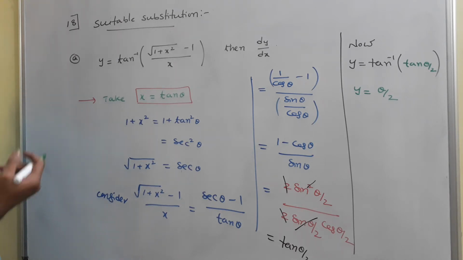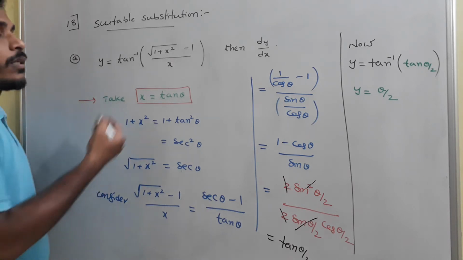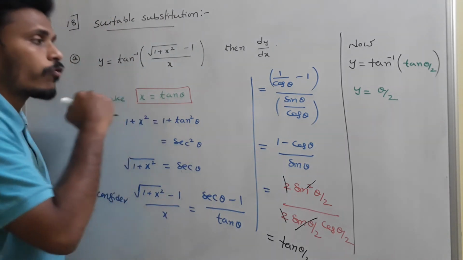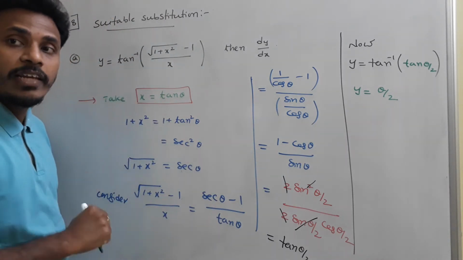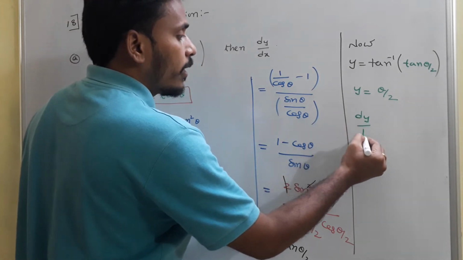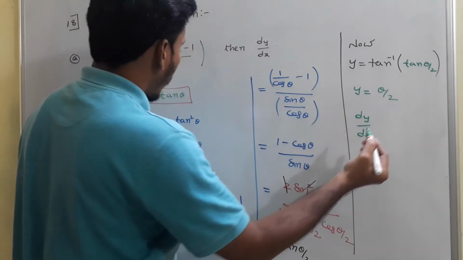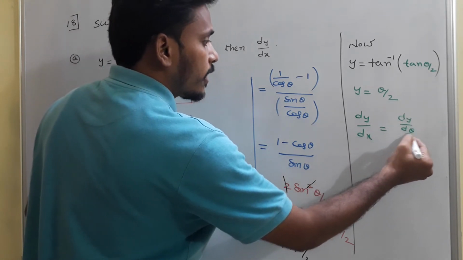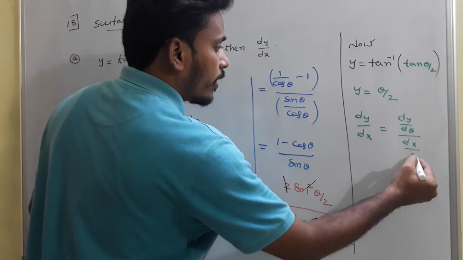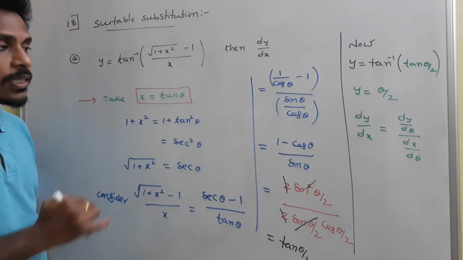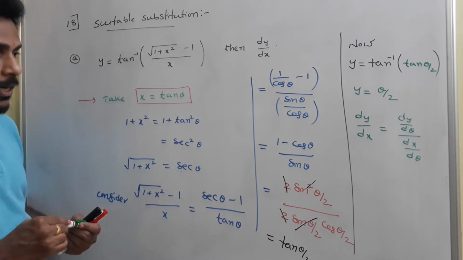So what is dy by dx? Let us think about that. y is in terms of theta, x is in terms of theta. We need to find dy by dx. So for that, dy by dx is equal to dy by d theta divided by dx by d theta. y with respect to theta, x also with respect to theta.